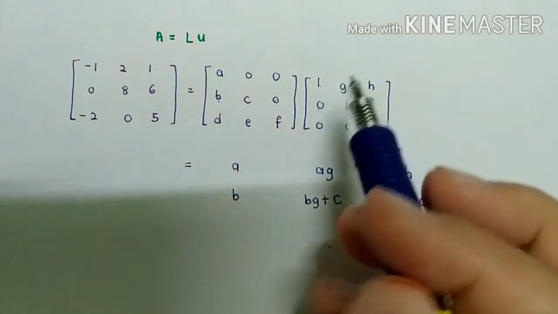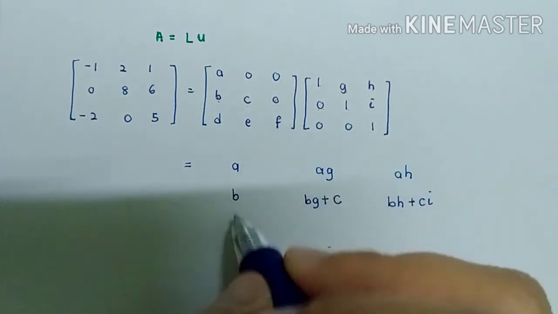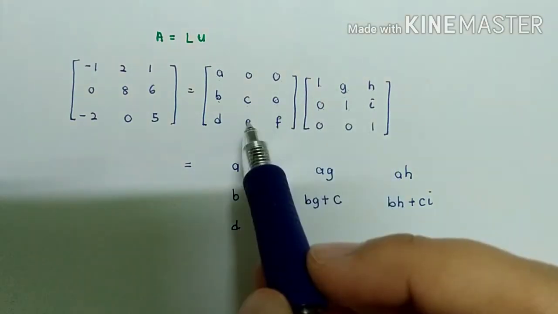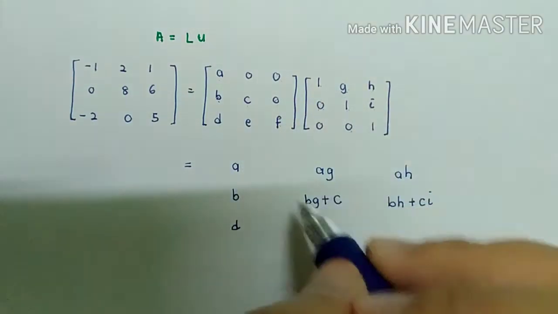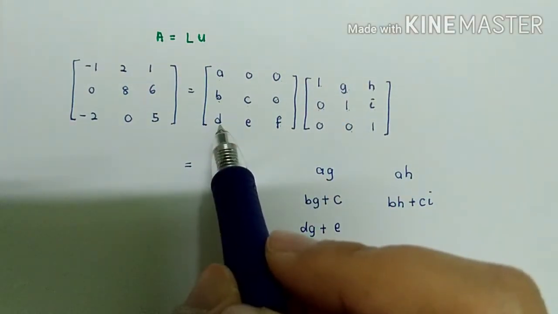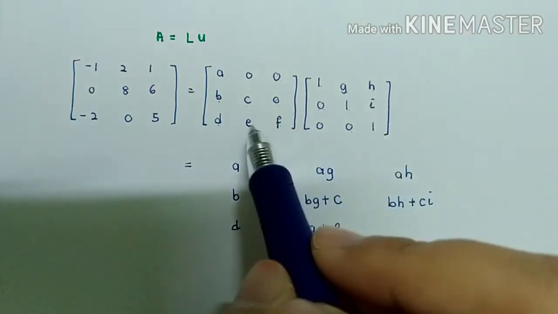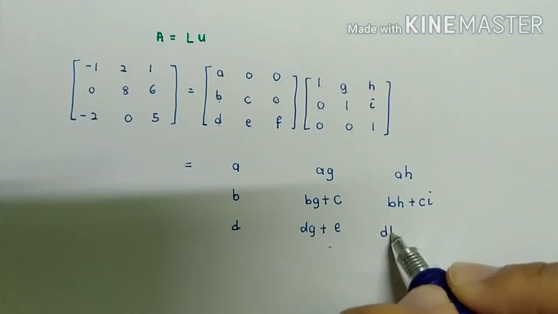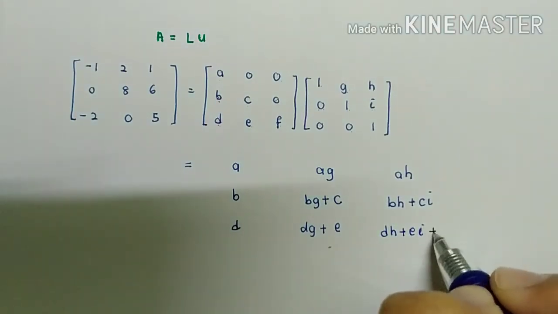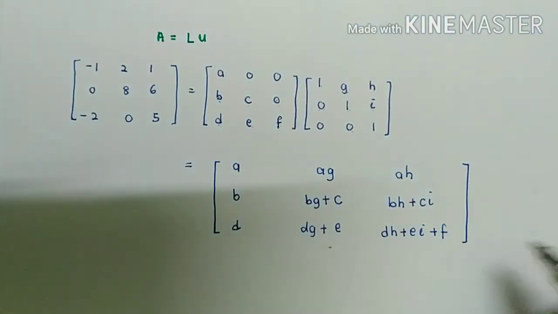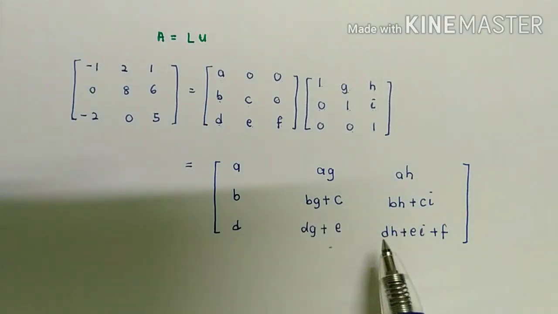And then D times 1, E times 0, F times 0 is D, and then D times G plus E times 1 plus F times 0 is DG plus E. And the last one we have D times H plus E times I plus F times 1, so DH plus EI plus F. So this is the multiplication of matrix L and U for the Crout method.